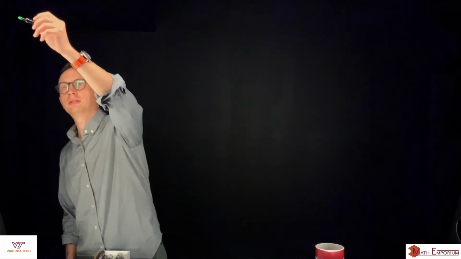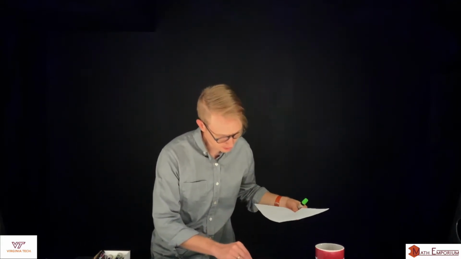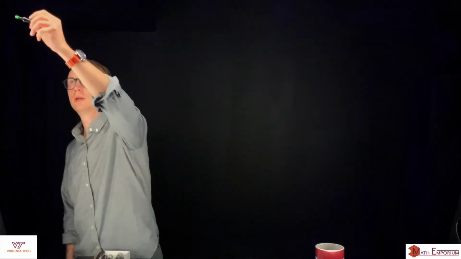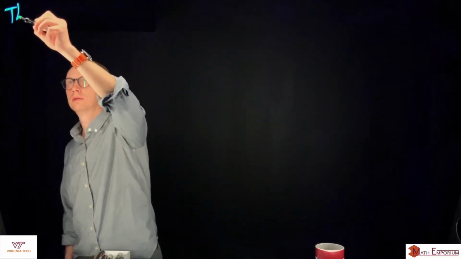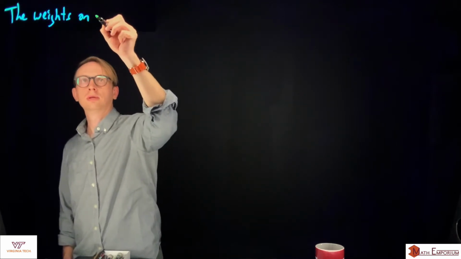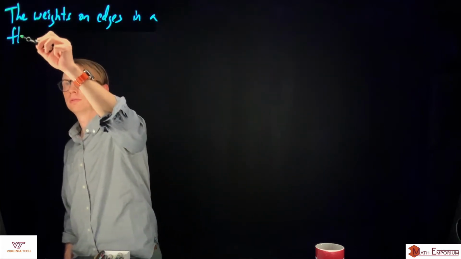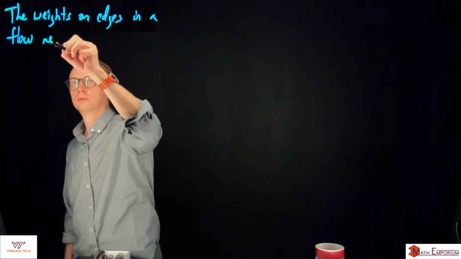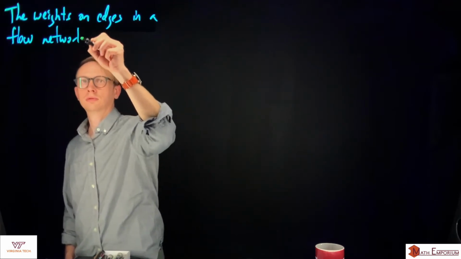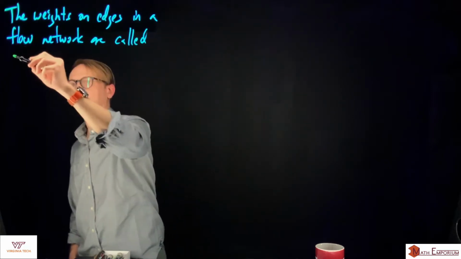So we're going to continue on here with flow networks, and let's establish a few definitions. I think I'll just be surprised when they come up, but yeah, I think two definitions. All right, so the weights on edges in a flow network are called capacities.